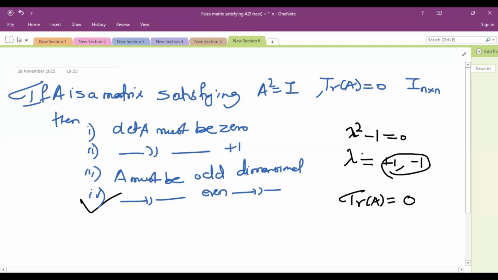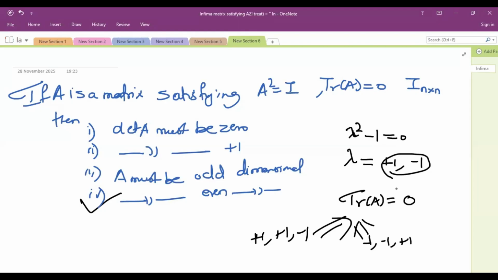There is a possibility where plus 1 is repeating. So if plus 1 is repeating, it could be plus 1, plus 1, minus 1. Or otherwise it can be minus 1, minus 1, plus 1. But in either case, we won't be able to get trace equal to 0. So that means we want both the numbers to repeat equally, so it should be even. Yes, sir, got it.